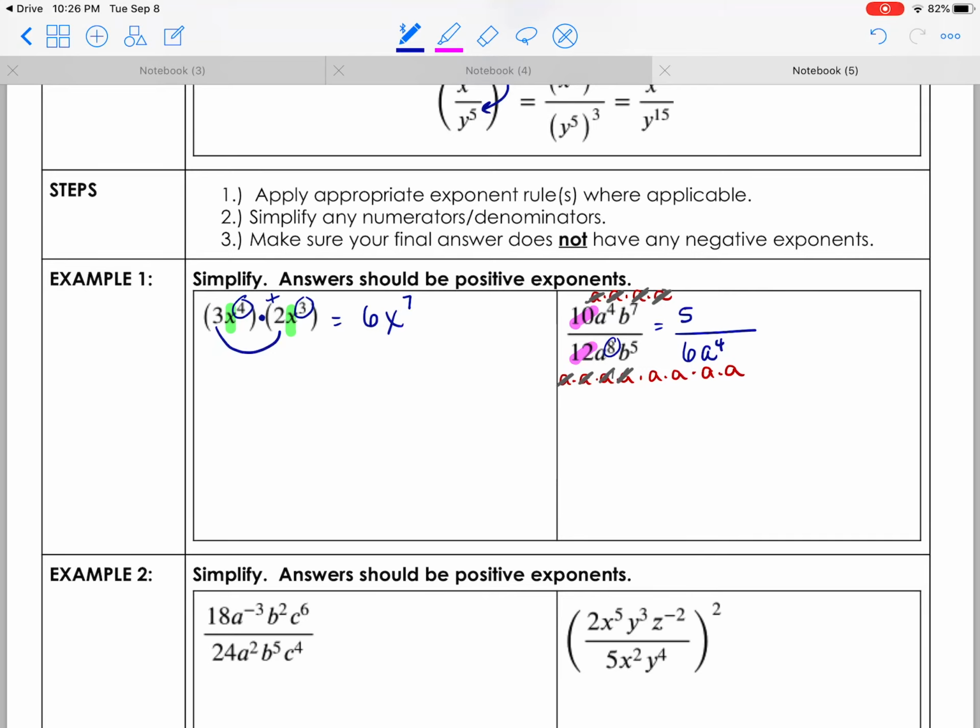I'm still subtracting. 8 minus 4 is 4. But I'm going to put my answer where the biggest exponent was to begin with. So same thing with the B's. I'm going to do the biggest minus the smallest. 7 minus 5 is 2, so I get B squared. It's going to go on top since the 7 was the biggest exponent. B squared. And then that is my answer. I can't do anything else.